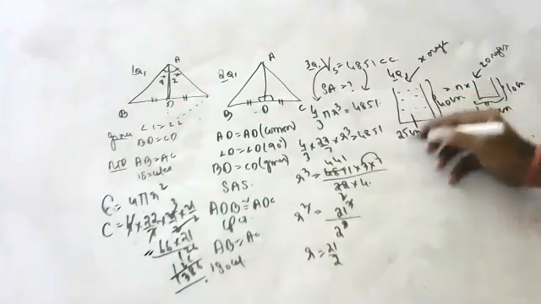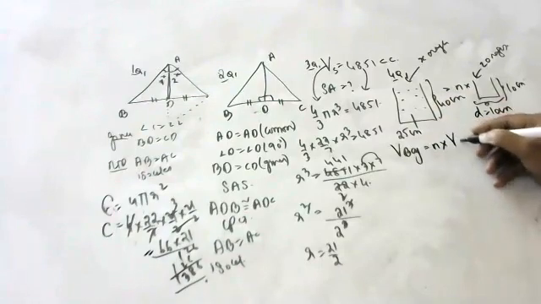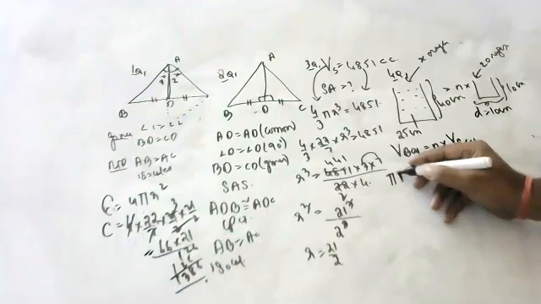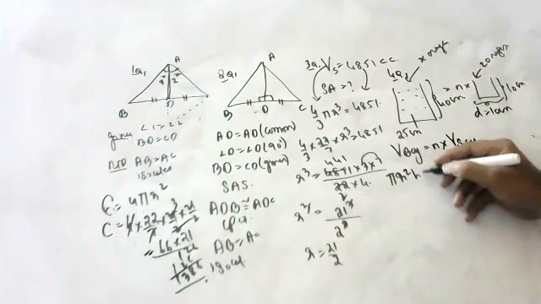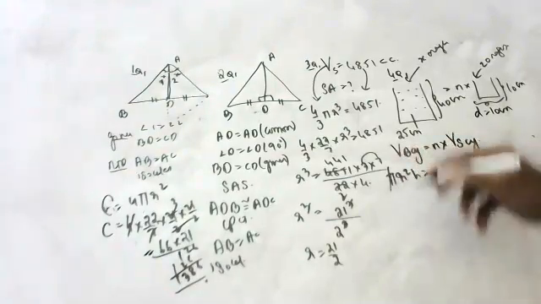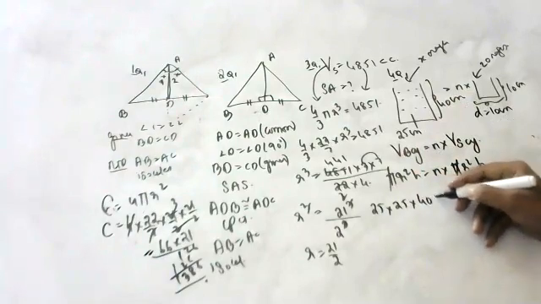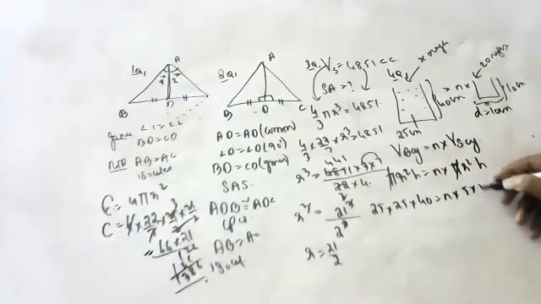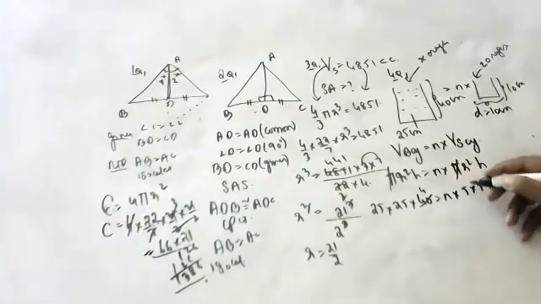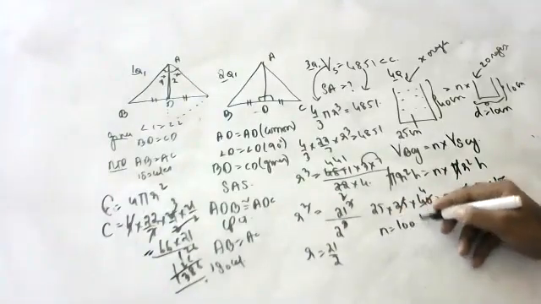I'll tell now. Volume of big cylinder is equal to n into volume of small cylinder, glass. Pi r square h is equal to n into pi r square h. Okay, pi cancels. 25 into 40 is equal to n into 5 into 10. So 5 cancels, 10 fours are 40, 2 fives, 25 cancels. 100 bottles can be fit.